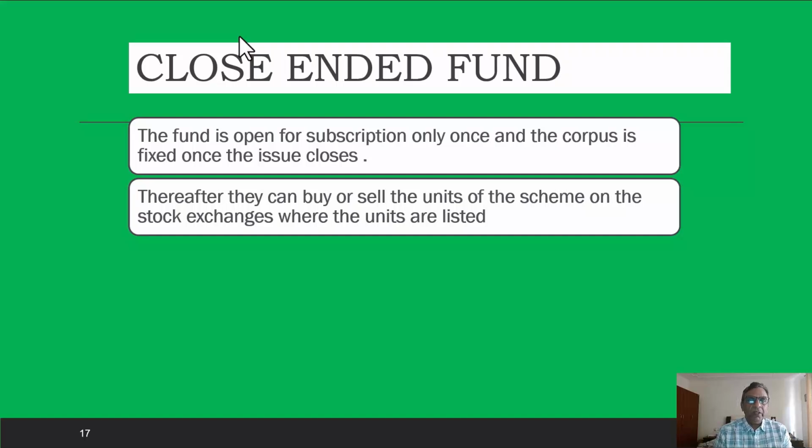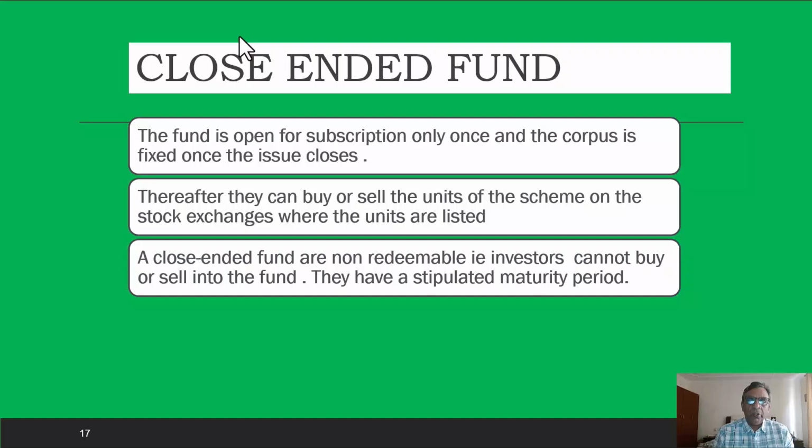In a close-ended fund, the feature is that these funds cannot be redeemed on any given day. If an investor has put money into these schemes, his only option is to go to the stock exchange and sell these units if they are listed. Close-ended funds are non-redeemable, that is, investors cannot buy or sell into the fund. They have a stipulated maturity period. The fund manager can decide the fund to be of a particular period, for example 3 years, 5 years, or 10 years. Then the investors get their money only at the end of the maturity period.